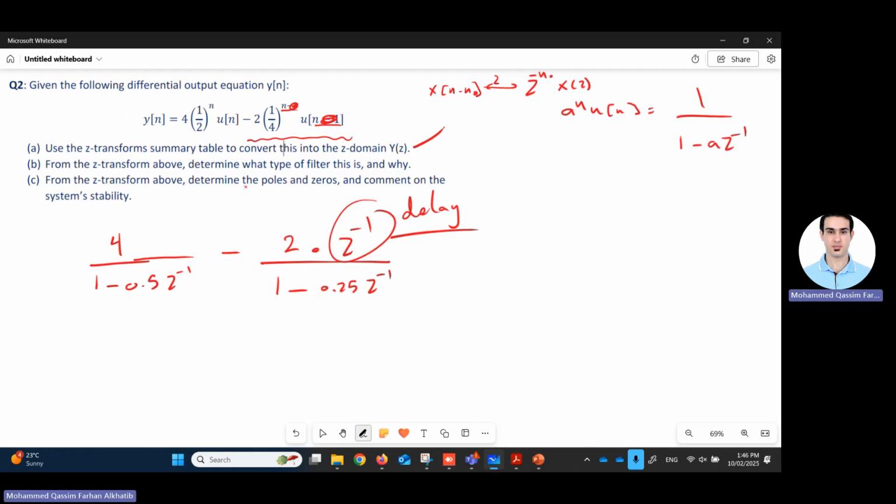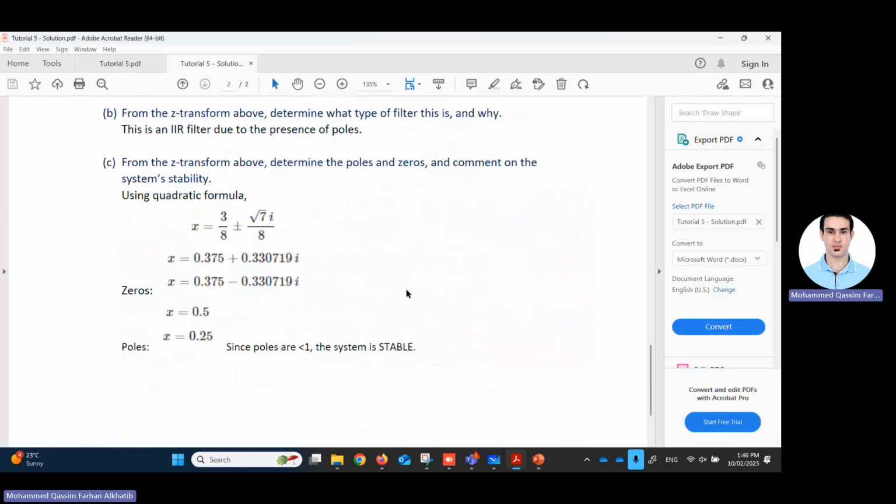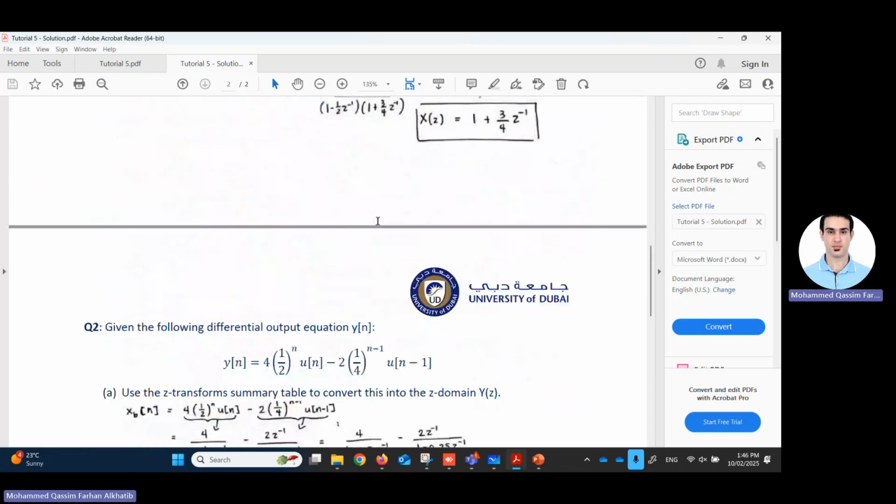From the Z transform, determine the poles and zeros and comment on the system stability. The poles are easy, at half and at a quarter. Stable. The zeros you have to solve. You have to cross multiply, get the numerator expression, then you get the zeros. Quadratic formula. Zeros, poles: the poles are at half and quarter, and the zeros are at the top. Alrighty. So IIR is pretty straightforward.